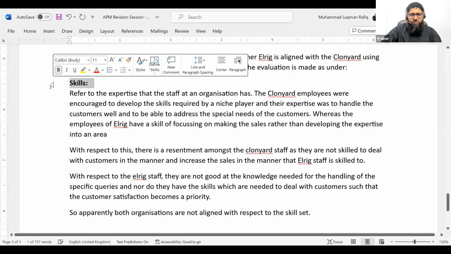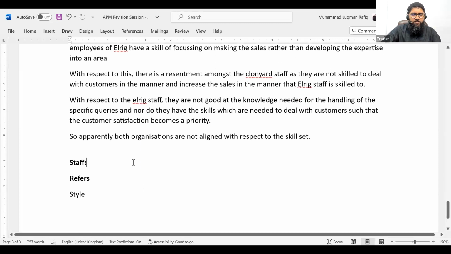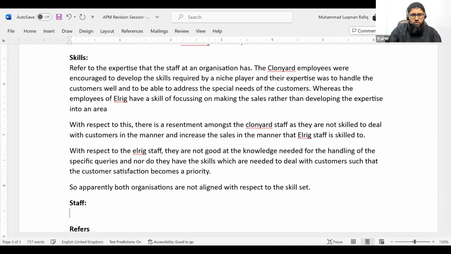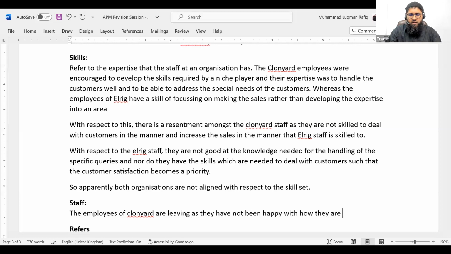Okay, so that's one of the aspects, which is the skills aspect. Now let's just talk about the staff aspect. The employees of Clone Yard are leaving as they have not been happy with how they are being managed and directed within the organization.